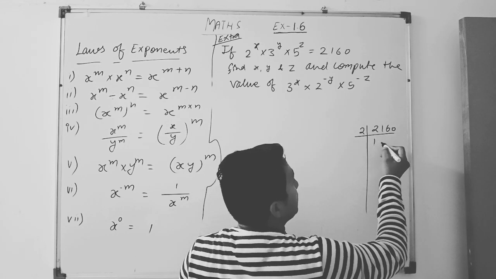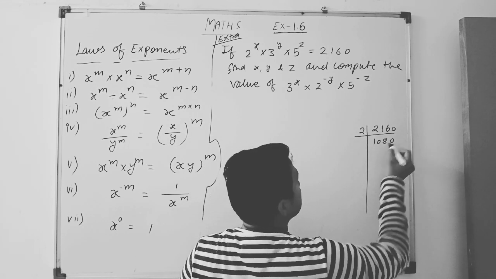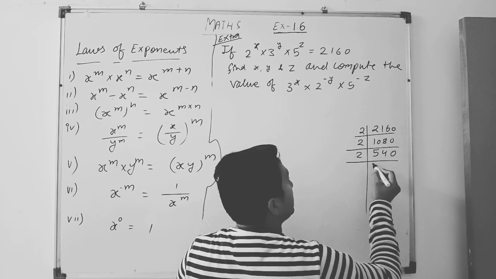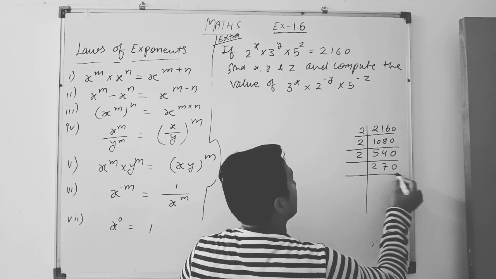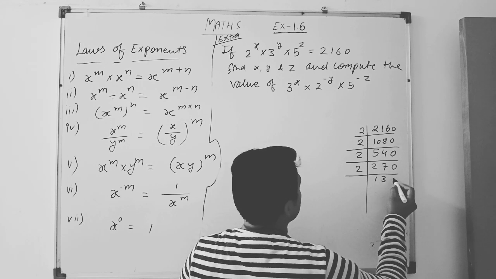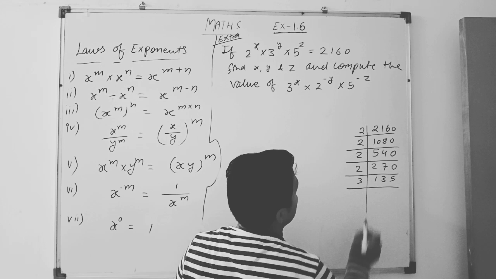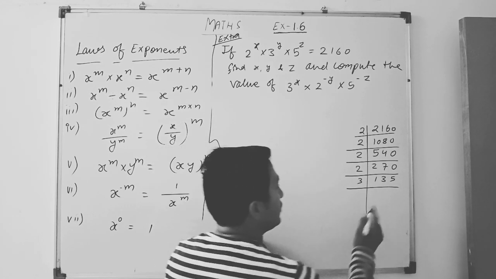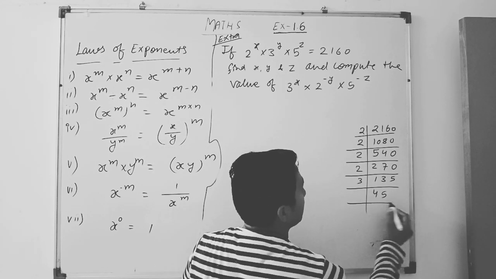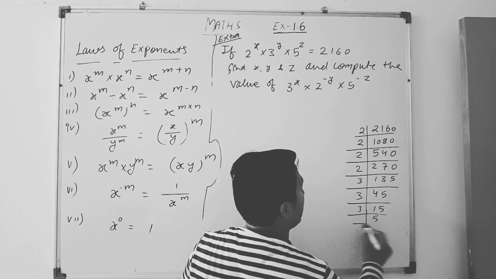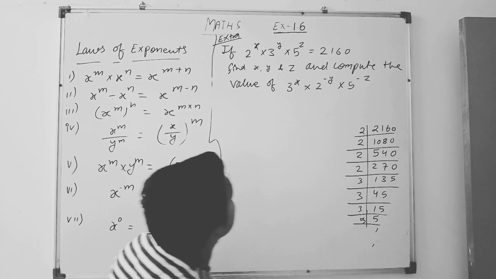So it is 2 1s are 2, 0, 2 8s are 16, 0. 2 5s are 10, 2 4s are 8 and 0. 2 2s are 4, 2 7s are 14, 0. 2 1s are 2, 2 3s are 6, 2 5s are 10. Now 3 4s are 12, 3 5s are 15. 3 1s are 3, 3 5s are 15. Again 3 5s are 15 and 5 1s are 5.